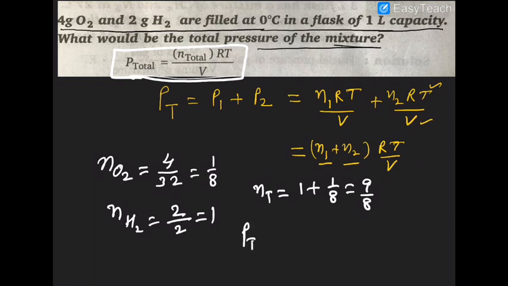So what is P total now here equal to? Total number of moles into R, 0.0821, into T. The answer will come out in atmospheres at 0 degrees Celsius, 273.